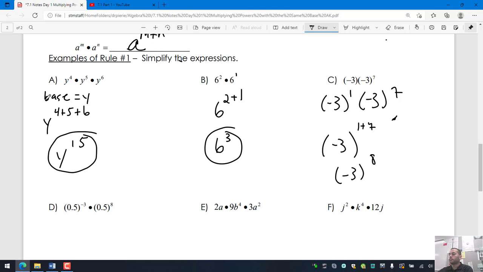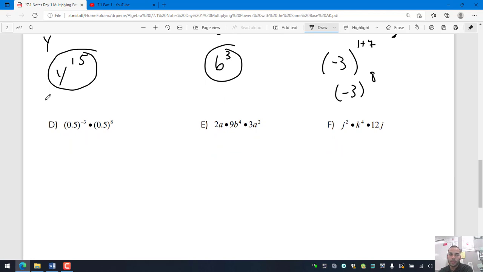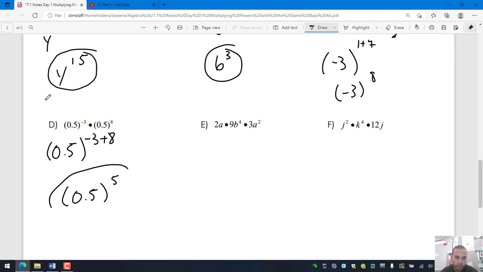Next one. So, kind of the same thing. I still have a base of 0.5, and then I have 0.5 raised to the -3rd times 0.5 raised to the 8th. Okay, first time we're dealing with negative exponents, but the rules still hold up. Okay, so I should have 0.5 raised to the -3 plus 8 power. -3 plus 8, you could use the calculator if you like, but that should give you the same thing as the 5th power. 0.5 raised to the 5th power is the answer for example D.